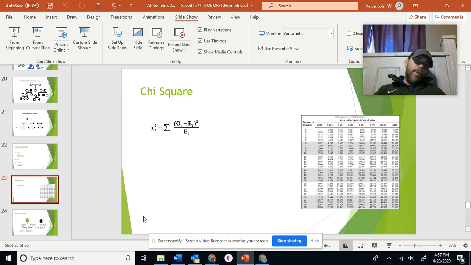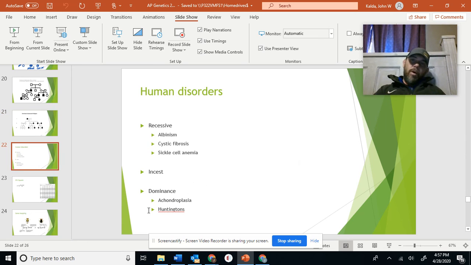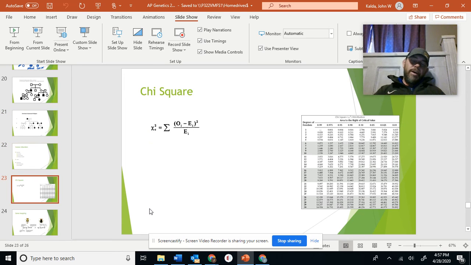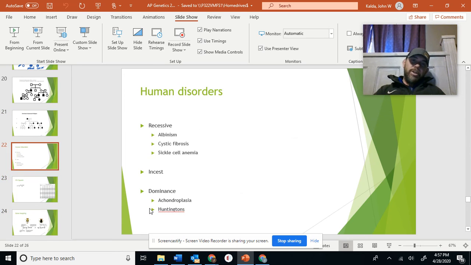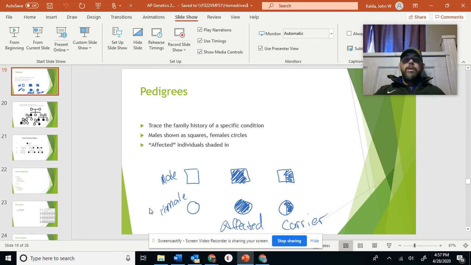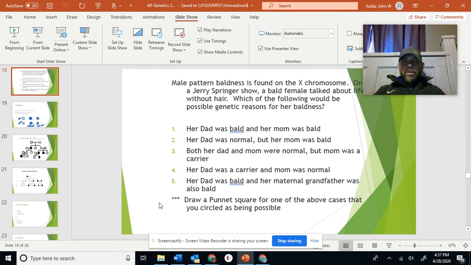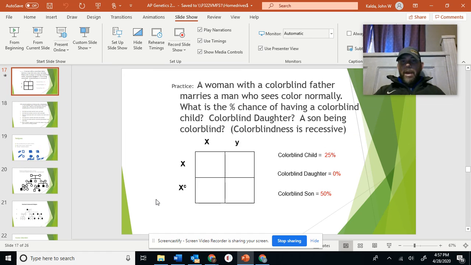But for the problems, again, the pedigrees, the Punnett squares, chi-square analysis, the law of independent assortment, the law of multiplication, law of addition, and when to use those. Just a really good understanding of being able to answer any of the questions that they may be throwing at you with the genetic problems.